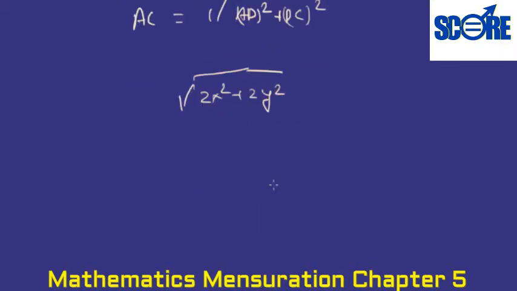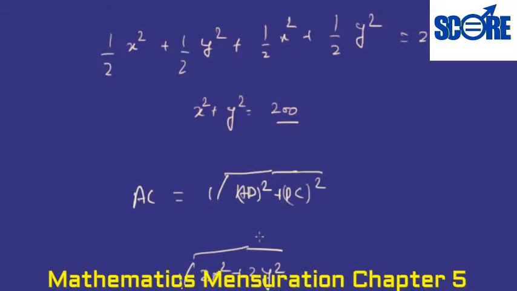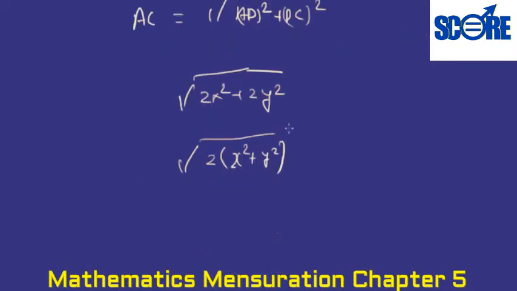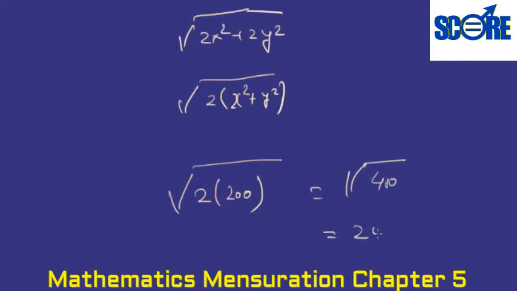Right? Now under root of 2x square plus 2y square, let's take out common 2, that is x square plus y square. Now x square plus y square we have already calculated, the value of x square plus y square here is 200. Let's put this value of 200 over here. This becomes under root of 2 into 200, which is under root of 400, which means the value is 20. The length of the diagonal of the rectangle formed is 20.